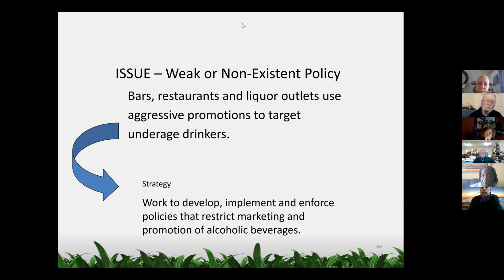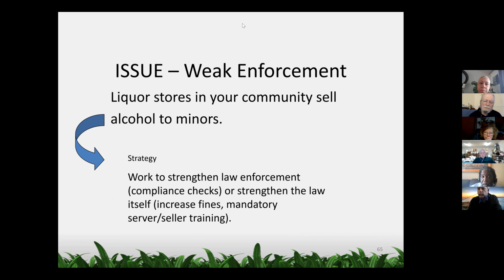Here are some examples. If you have a weak or non-existent policy, maybe bars, restaurants, or liquor outlets use aggressive promotion to target underage drinking. Here's your strategy: you might want to work to develop, implement, and enforce policies that restrict marketing and promotion of alcoholic beverages. Here's another issue: liquor stores in your community sell alcohol to minors. You might want to work to strengthen law enforcement compliance checks or strengthen the law itself. And Daniel and Scott, I'll make sure you get this PowerPoint so you have it to send to others, okay?